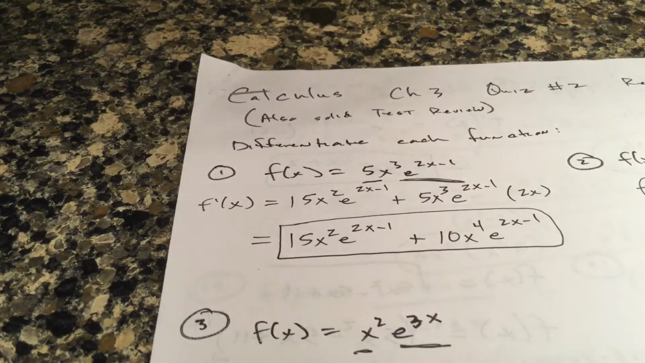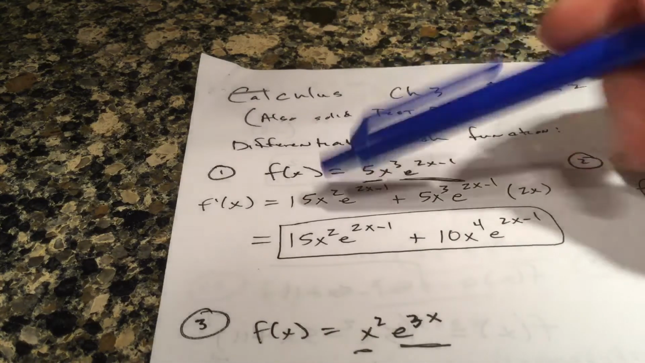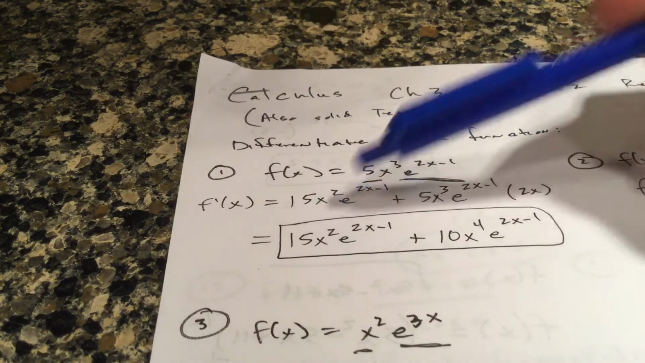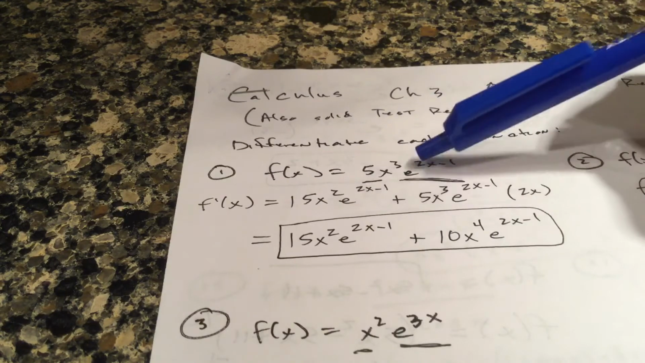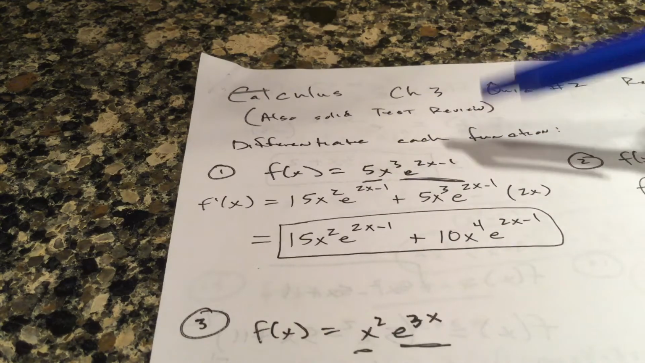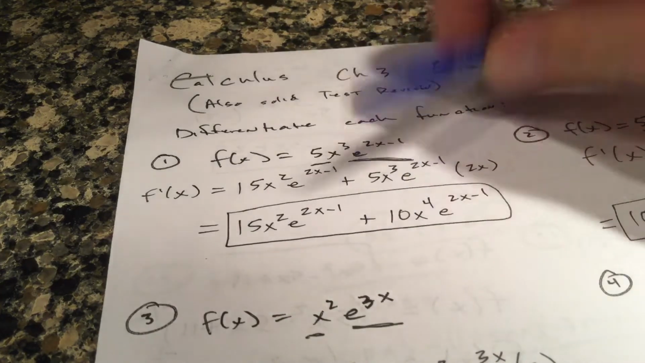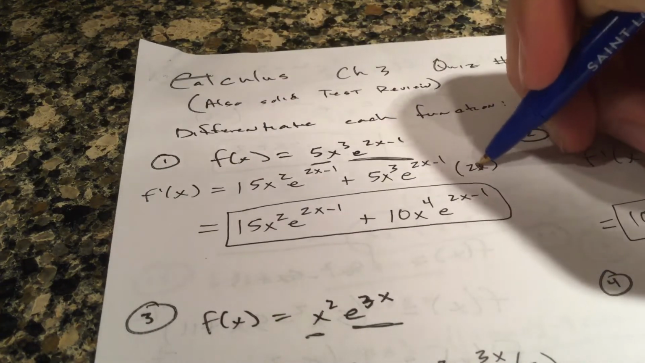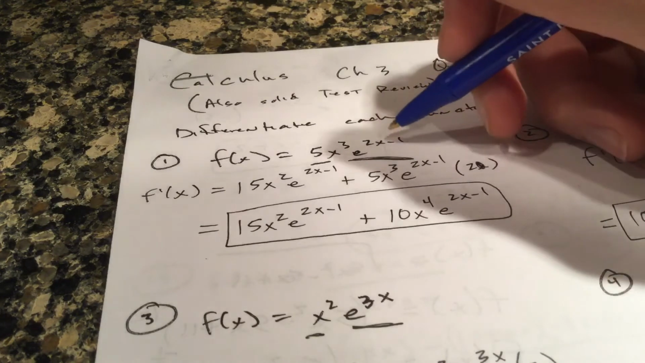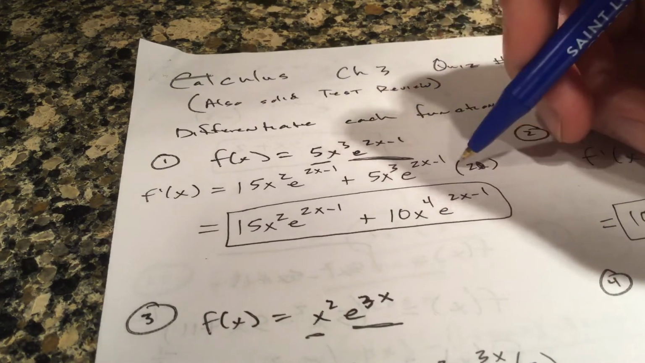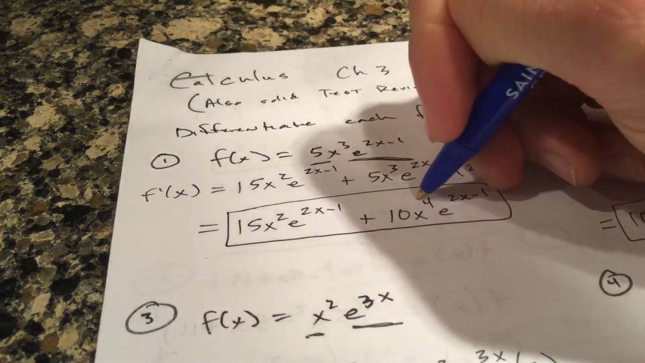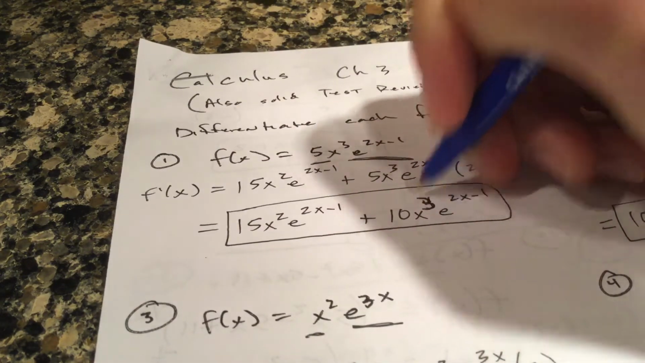Differentiate each function. So this first one is the product rule. Derivative of the first function times the second plus the first function times the derivative of the second. That requires the chain rule, and actually the derivative of the second would be e to the 2x minus 1 just times 2 there. So this is actually b to the 3rd power.